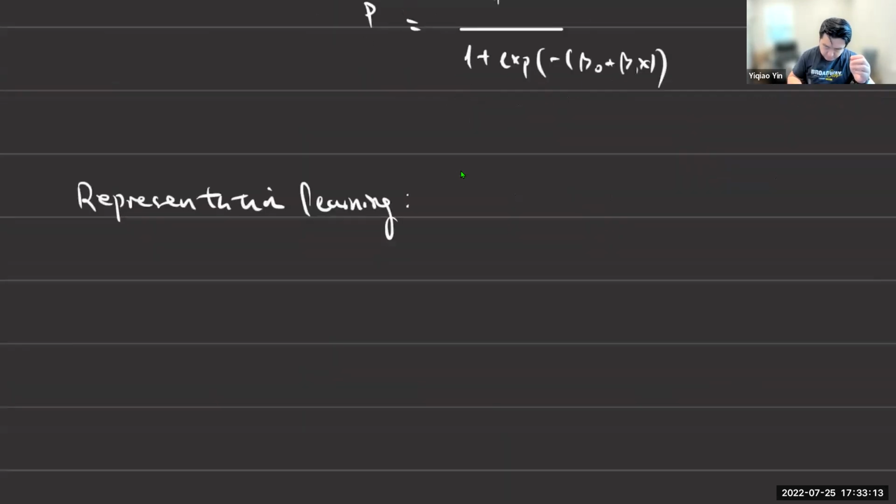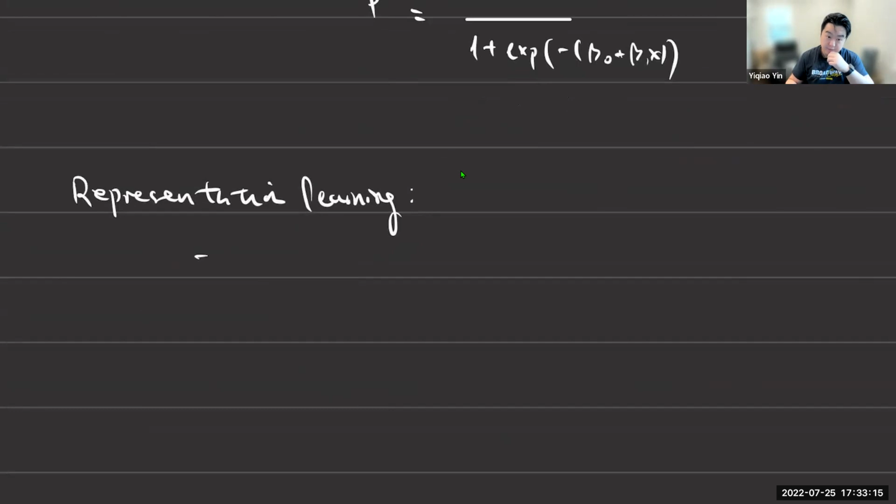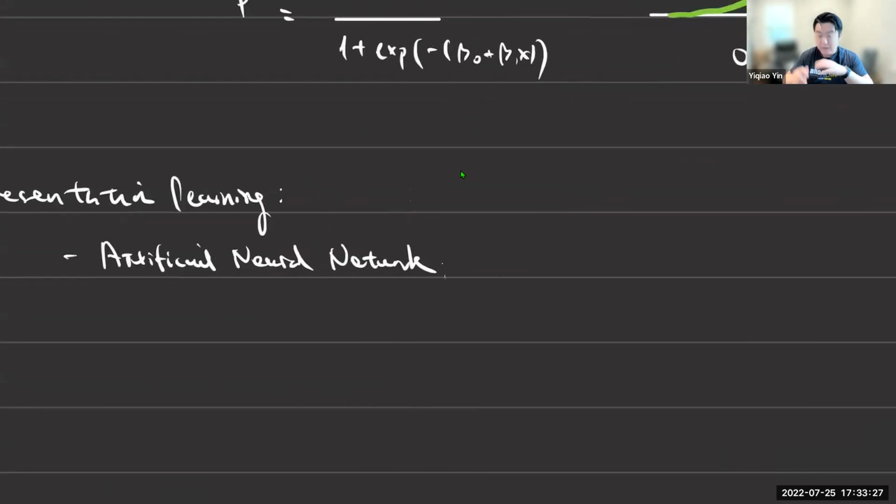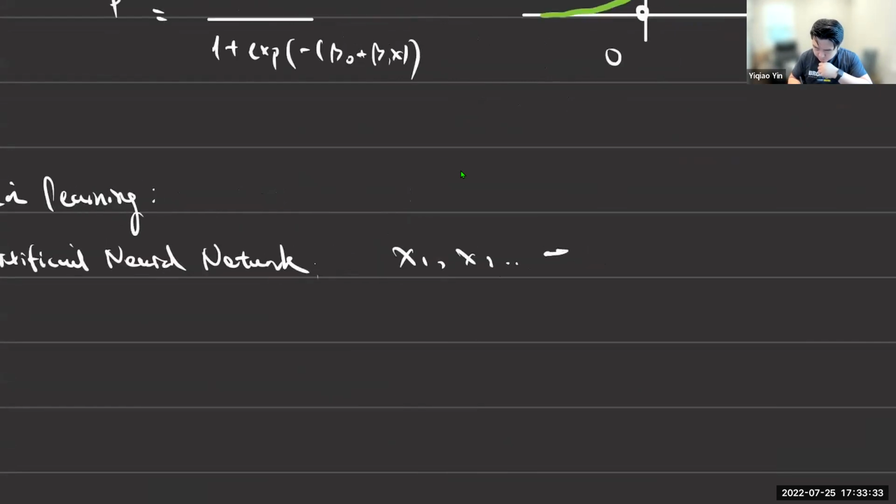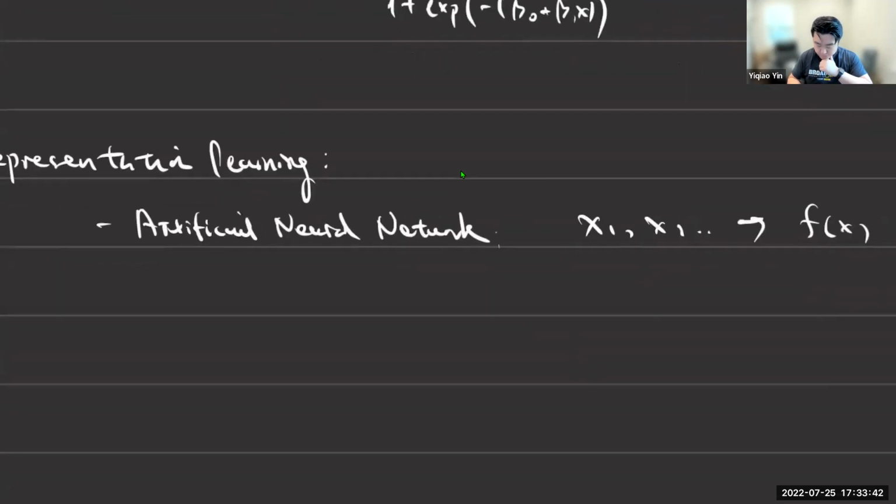And on the representation learning, it's neural network based. Okay, so there are 3 things. The first one is called artificial neural network. This can work with any data. So you have some sort of x1, x2, doesn't matter. Coming here, there's going to be a black box f of x, and then coming out, there's going to be a y, some sort of prediction. Okay. So that's artificial neural network.